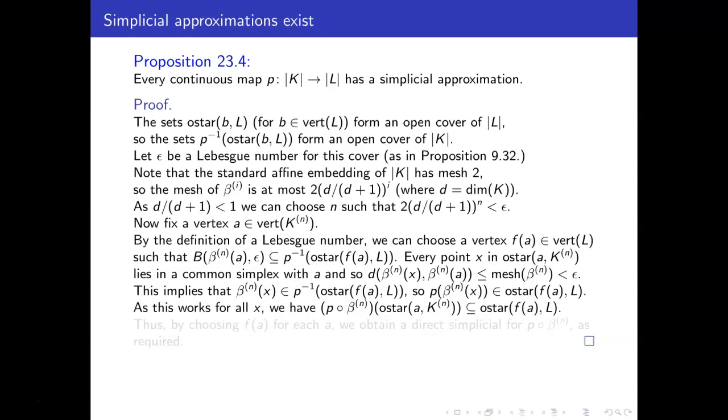That works for any point X lying in the open star of A. So we find that P composed with beta^n applied to the open star of A in K^n is contained in the open star of F(A) in L. Remember, we said that for any vertex A, we can choose some vertex F(A) in L which has this property. We do that for every A, and that gives us a direct simplicial approximation for P composed with beta^n. And that by definition means that F is a simplicial approximation to P.